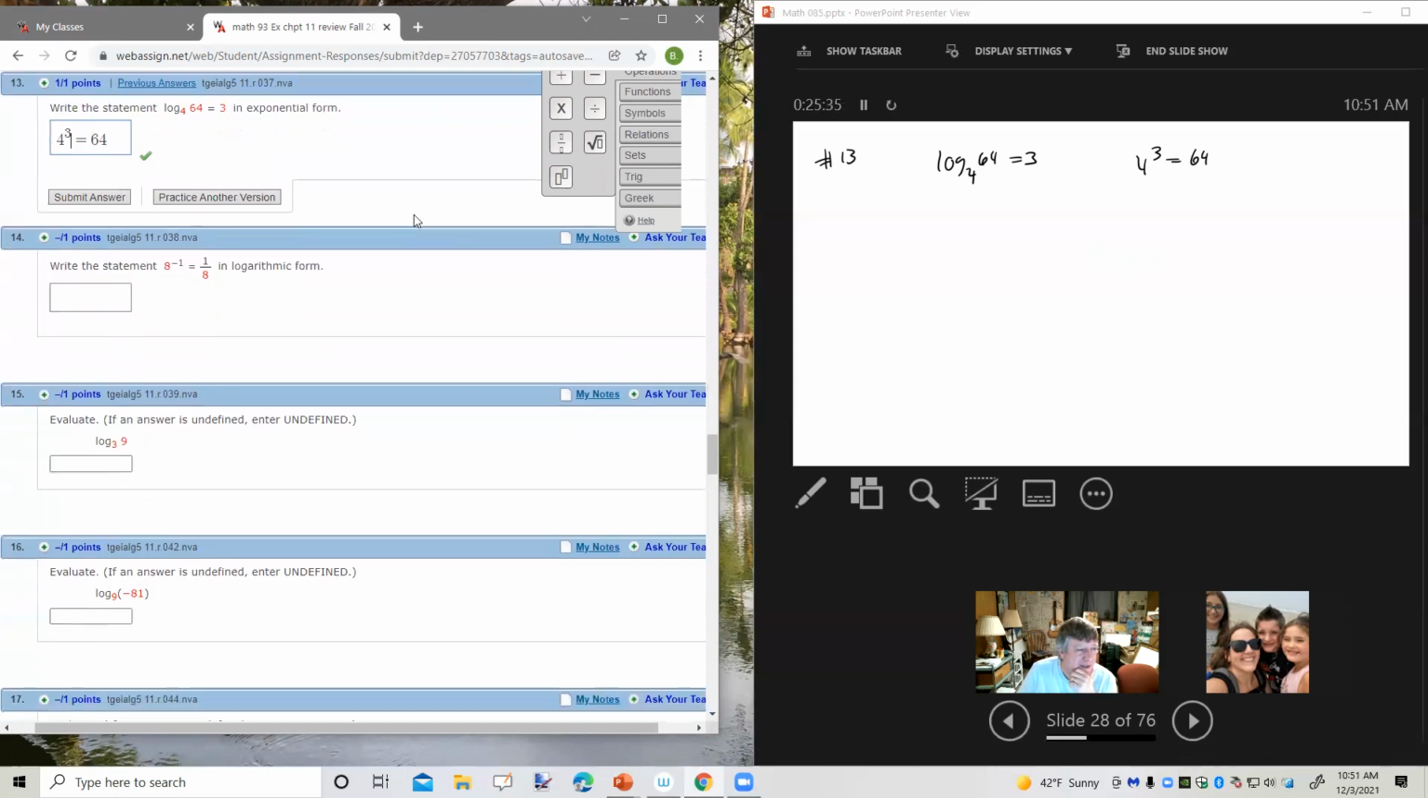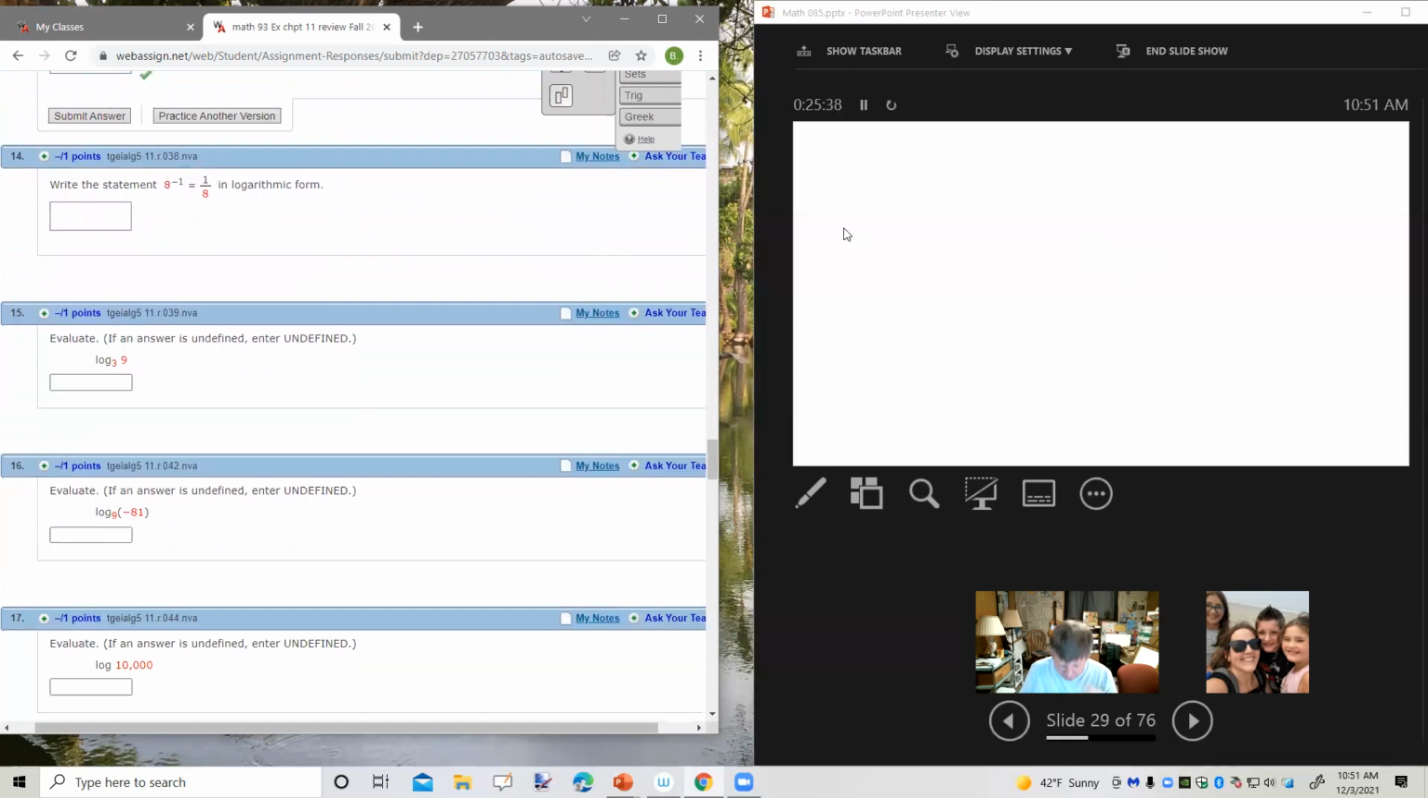Okay, so here we go, number 14. Write the statement 8 to the negative 1 equals 1 over 8 in logarithmic form. So this would be log base 8 of 1/8 equals negative 1.